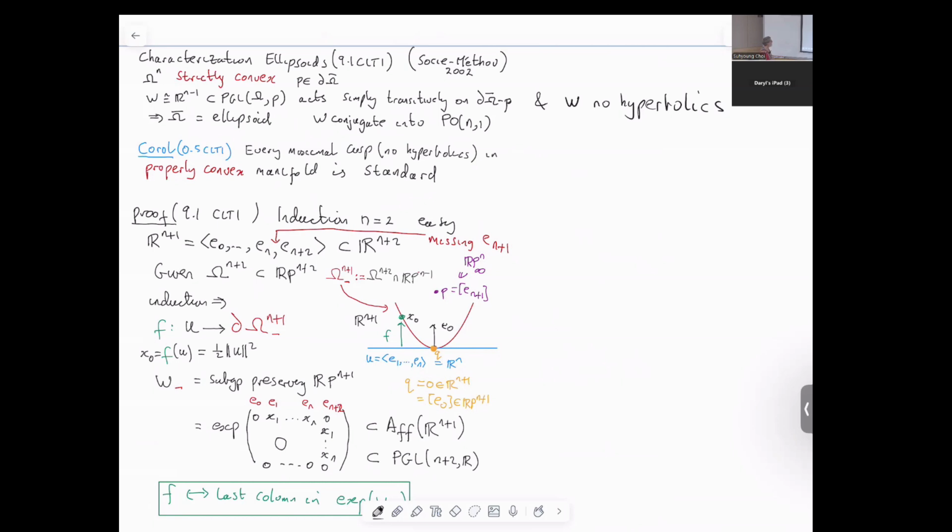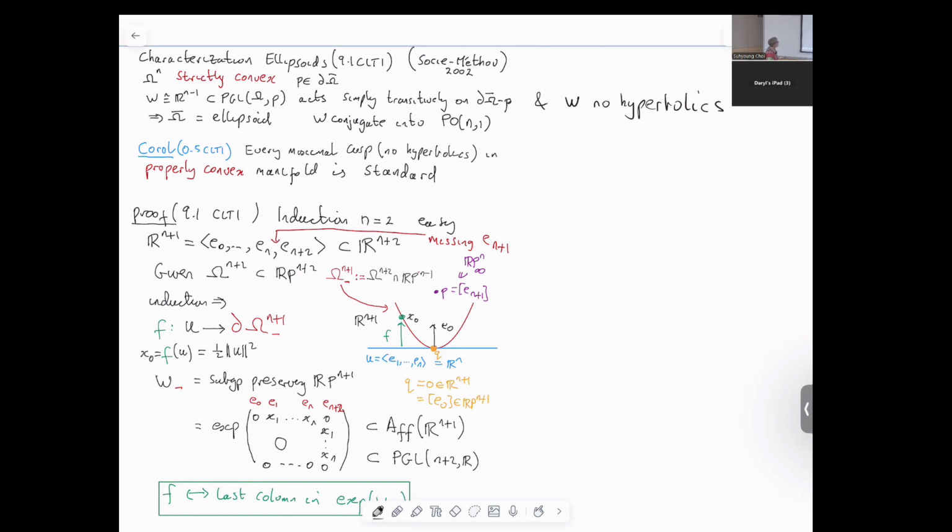Then, in fact, the closure of this domain is an ellipsoid, and this group is conjugate into PO(n,1), the group of isometries of hyperbolic space. And once you know that you get this conclusion. So this is a theorem about strictly convex domains, but you get the result about properly convex manifolds that every maximal cusp in a properly convex manifold is standard.